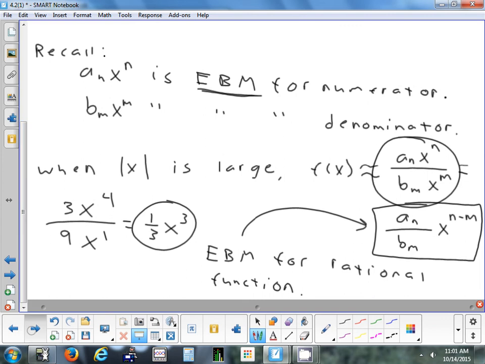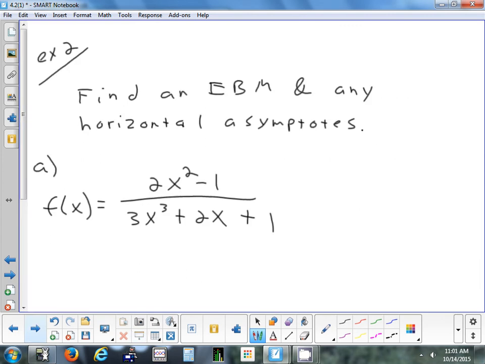All right, so let's try this one. Find the end behavior model for this rational function. Devin, what term in the top is really going to control everything that's happening? 2x squared. Yeah, this minus 1 doesn't even really make a difference. 2x squared is what's going to control pretty much everything. And Dave, how about in the bottom? 3x cubed. Yep. Now, if you want the end behavior model, take the one for the top, divide it by the one in the bottom.